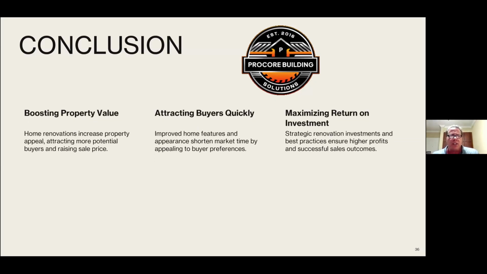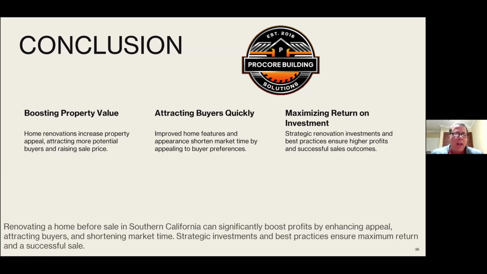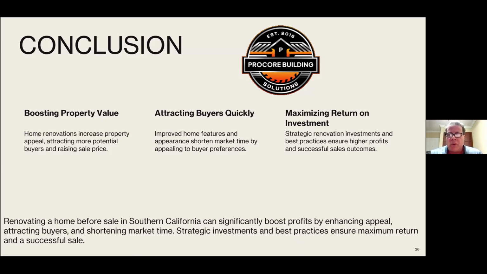So the conclusion is we're going to boost your property value, attract your buyers quickly, and maximize your return on investment. Renovating a home before sale in Southern California significantly boosts profits by enhancing appeal. It attracts buyers, shortens marketing time. It's a strategic investment in best practices to ensure maximum return on a successful sale.